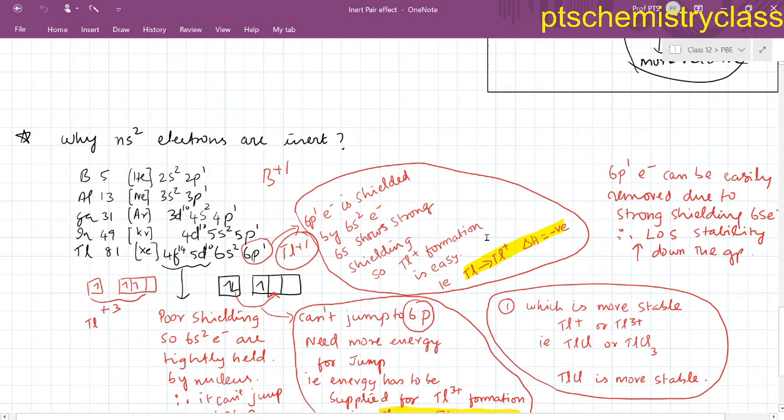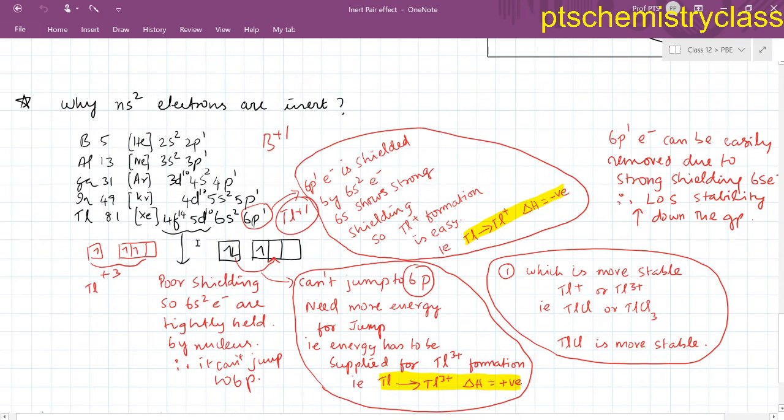When you want to remove the 6s2 electrons, there is a problem. What is that problem? Before the 6s, you see 5d and 4f are there, and I told you d and f orbitals have a poor shielding or screening effect. Therefore, the 6s2 electrons are tightly held by the nucleus of the thallium atom. Therefore, the 6s2 cannot jump to the p orbital, and therefore +3 formation will be very difficult.